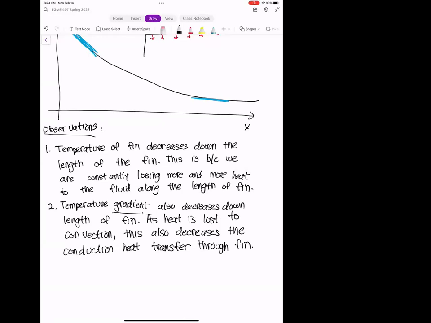And the last point I want to make is kind of a build off of one. We can call this point 1A, or we can call it point 3. Since the excess temperature is decreasing down the length of the fin, since theta itself is decreasing down the length, this means that the convection heat transfer is also decreasing down the length of the fin.